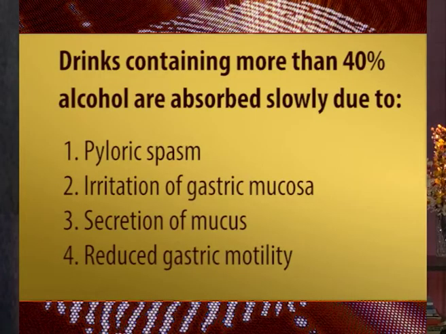Drinks containing more than 40% alcohol are absorbed slowly due to pyloric spasm, irritation of gastric mucosa, secretion of mucus, and reduced gastric motility. A habituated heavy drinker absorbs alcohol more rapidly than an abstainer due to more rapid emptying time of the stomach. Drugs like benzene or atropine may slow the rate of absorption of alcohol by retarding the emptying time of the stomach. Alcohol is absorbed rapidly in case of gastrectomy.